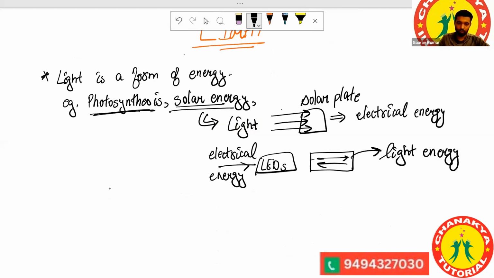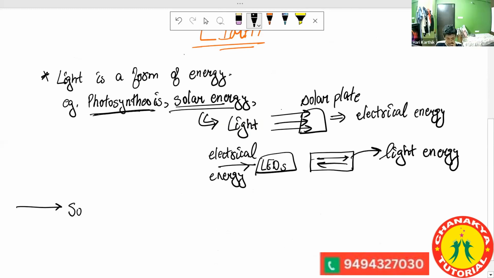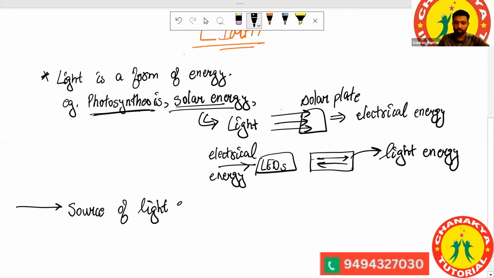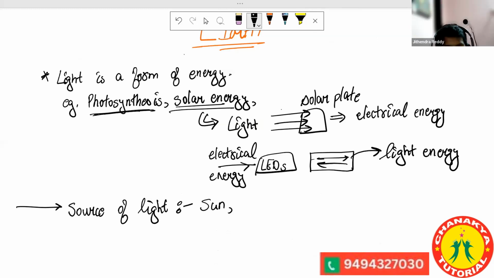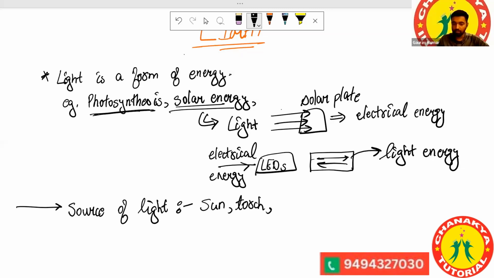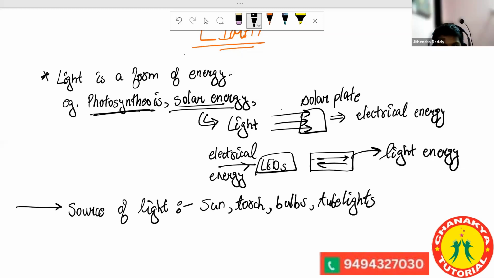So we have many sources of light. Can I say the sun is a source of light? Yes, sir. The source of light is the sun. Or a torch. Yes, I can say a torch is a source of light. The bulbs, tube light, all these are sources of light, right?